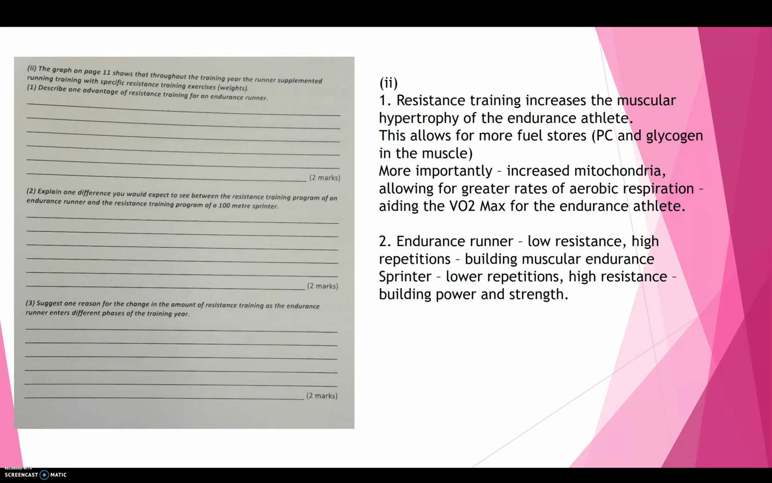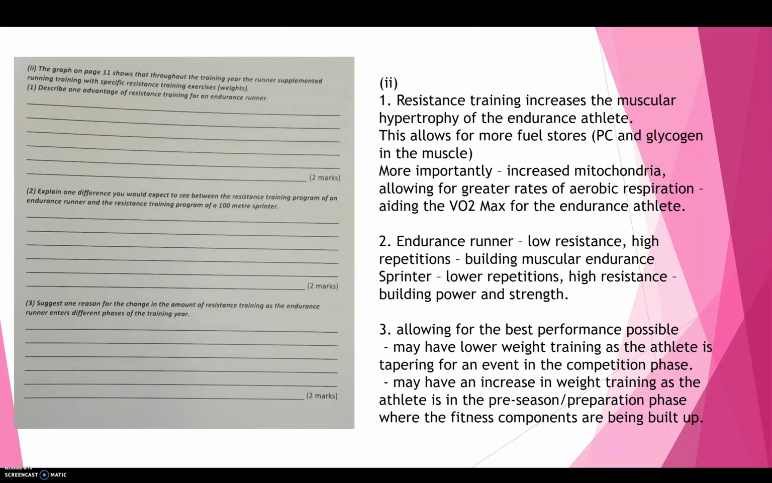Suggest one reason for changing the amount of resistance training as the endurance trainer enters different phases of the training year. So I just wrote, allowing for the best possible performance. They may have a lower weight training as the athlete is tapering for an event at the competition phase. They may have an increase in weight training as the athlete is in the pre-season preparation phase where the fitness components are being built up. So a lot of people wrote answers that were very general. So that answer was specific for different times of the year. So 2 marks, I talked about competition phase and preparation phase again, like you would have in the question previous where we talked about endurance to sprinter. So just making it clear for each other.